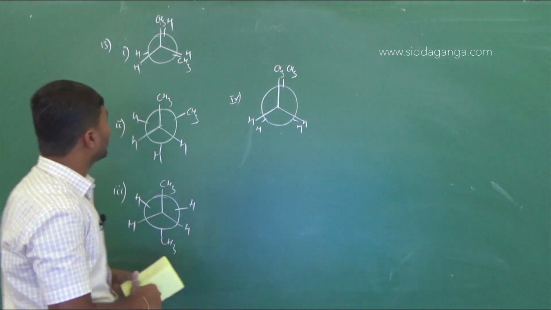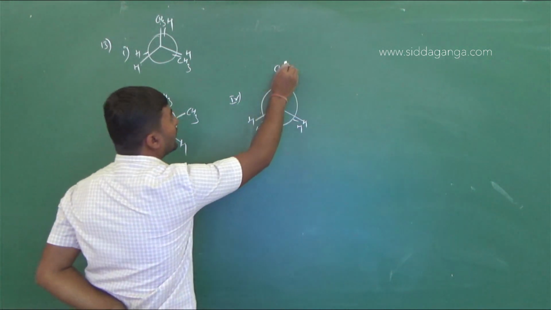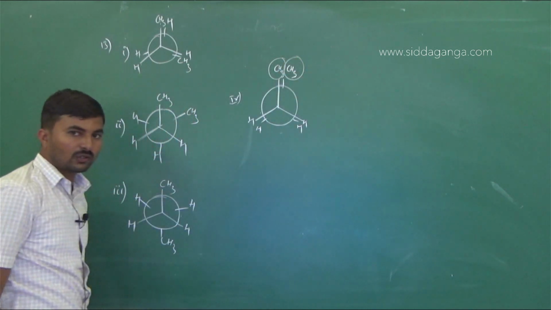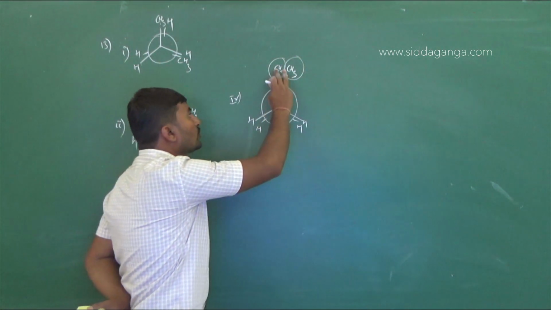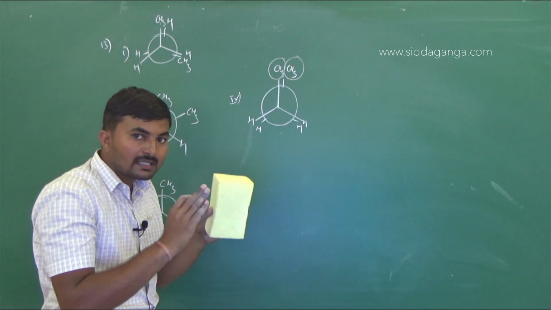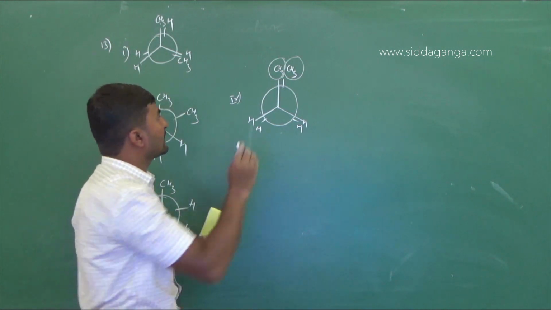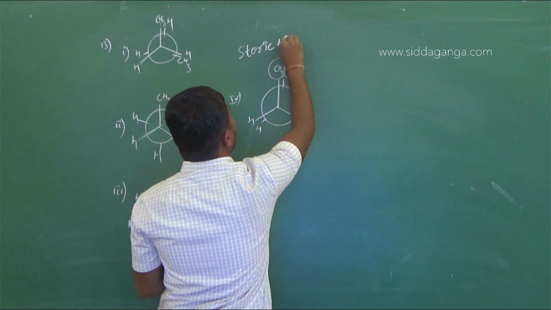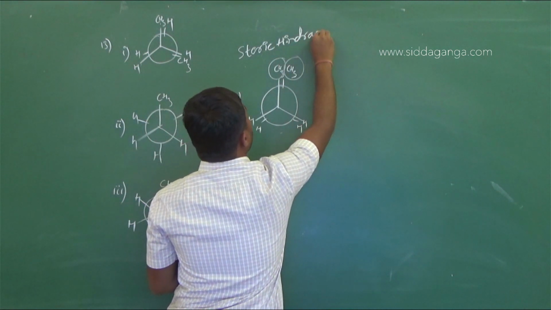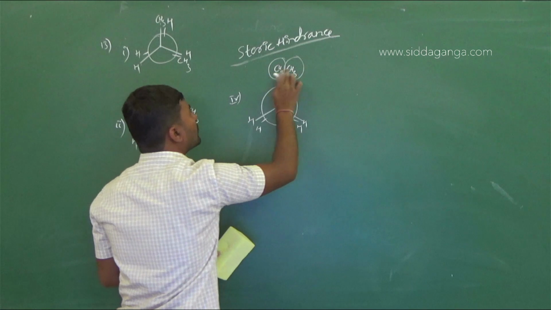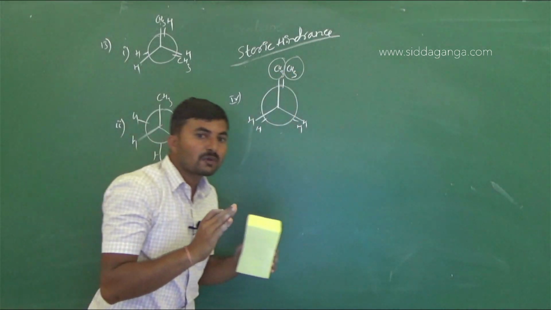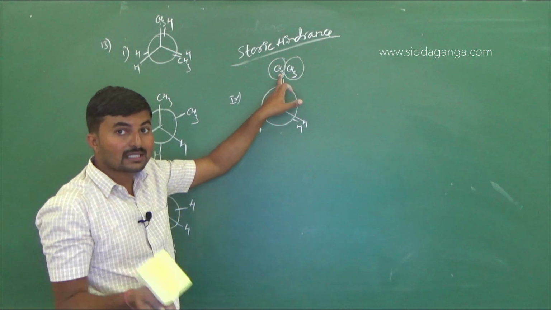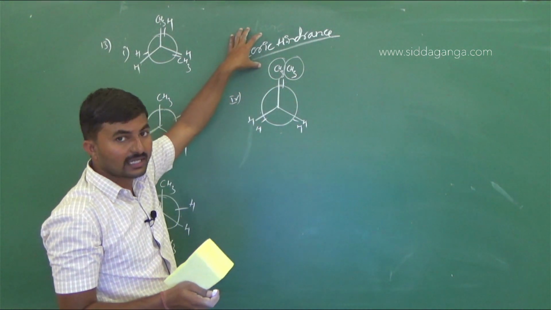So in this particular structure, two bulkier groups, a methyl group and a methyl group, both are bulkier groups. In between those two bulkier groups there will be repulsive interactions, steric hindrance. That word is called steric hindrance. These two groups experience repulsive interactions between their electron clouds, and those repulsive interactions we can call steric hindrance.